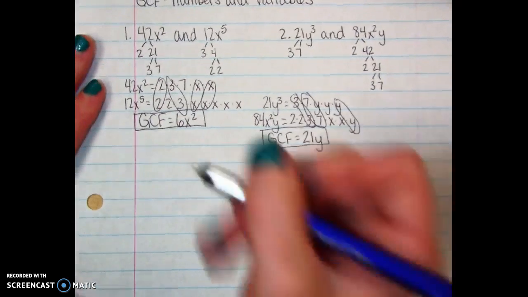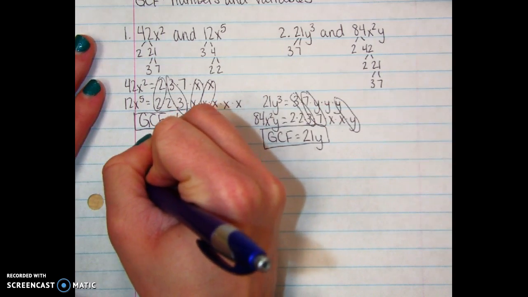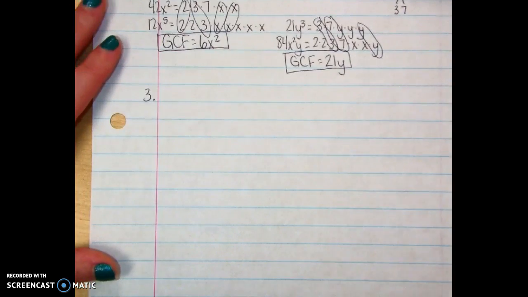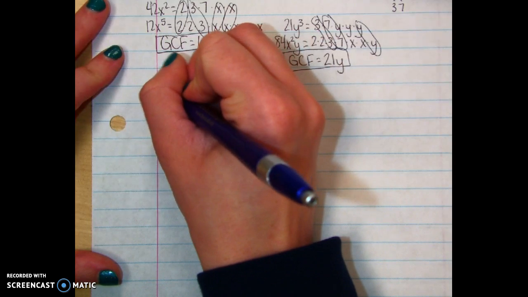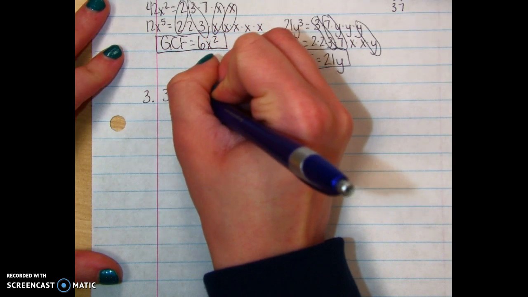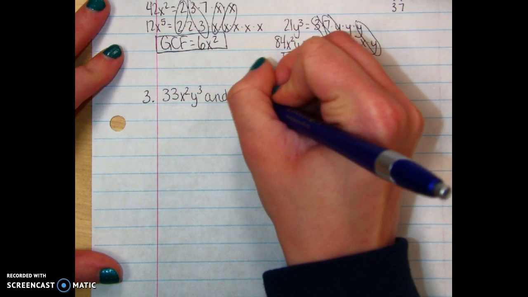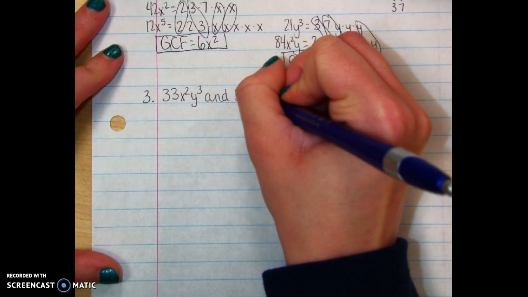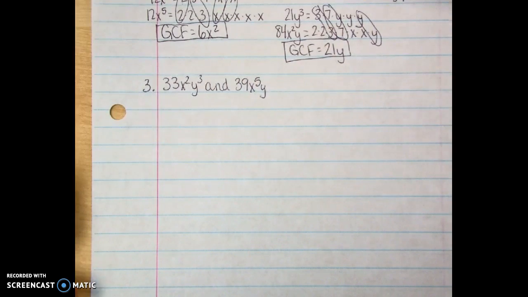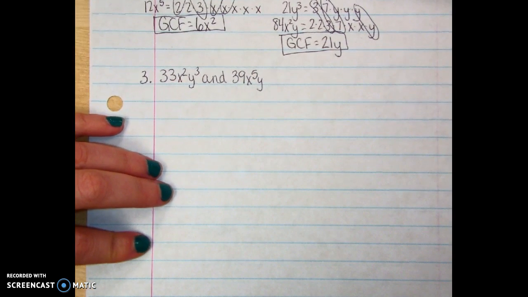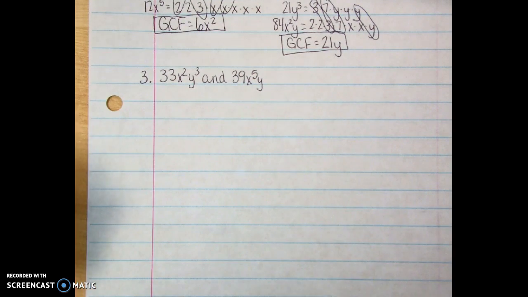Okay, let's do a couple more together, and then you'll do 4 on your own. Okay, number 3 is 33x squared y cubed and 39x to the fifth y. And feel free to pause this whenever you want to try it on your own. That's what I would recommend.